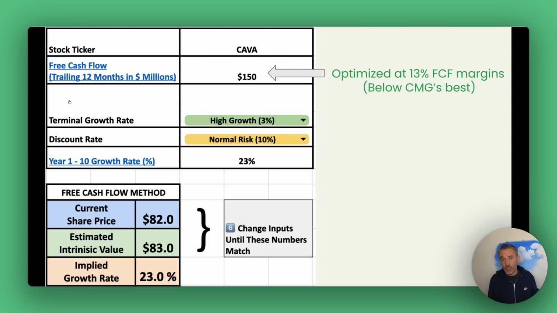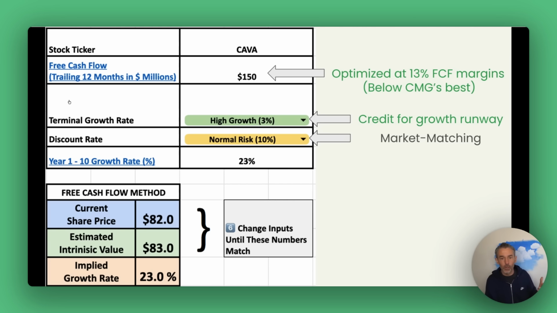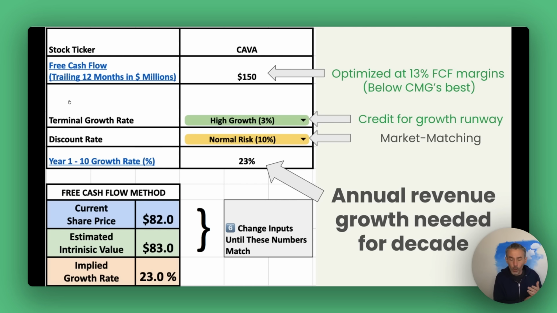That's higher than Cava's are today, but lower than Chipotle Mexican Grill's in its best years. I'm giving them a 3% terminal growth rate. A 10% discount rate means this would be a market matching investment moving forward. And when I released this to my community, Stock Investing Mentor, the stock was trading for about $82 per share. At that price, this factored in roughly 23% growth per year that Cava needs in revenue because we optimize those free cash flow margins. 23% growth per year for 10 years.